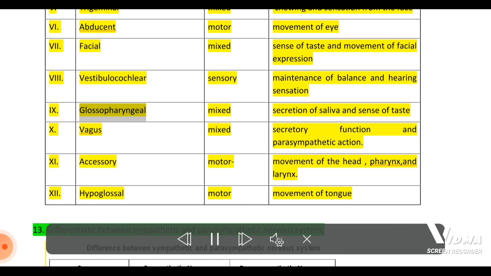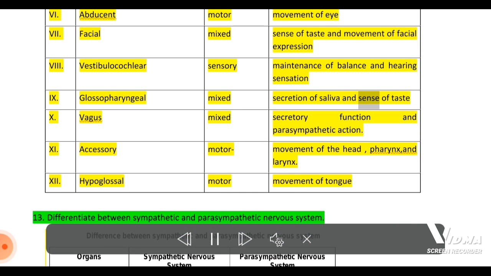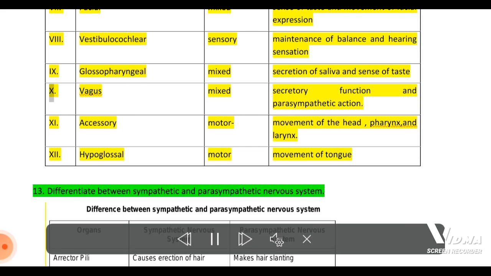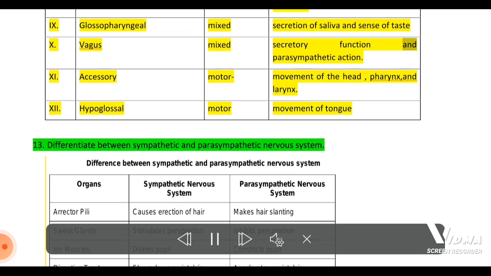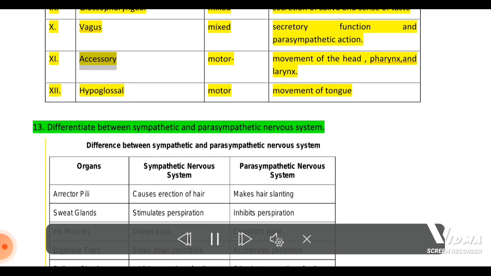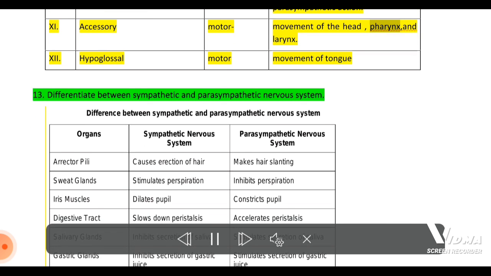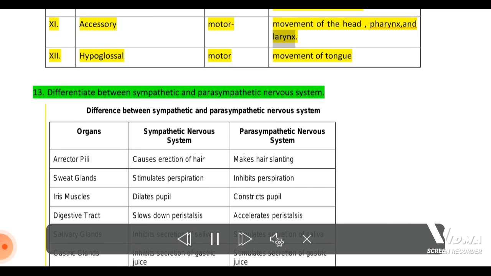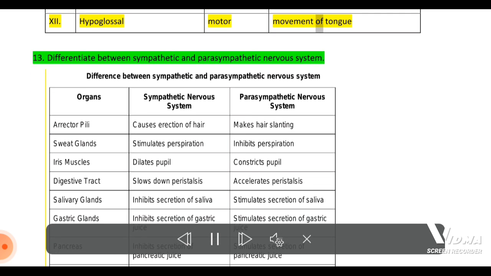IX. Glossopharyngeal. Mixed. Secretion of saliva and sense of taste. X. Vagus. Mixed. Secretory function and parasympathetic action. 11. Accessory. Motor. Movement of the head, pharynx, and larynx. 12. Hypoglossal. Motor. Movement of tongue.